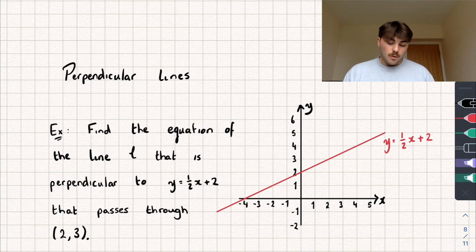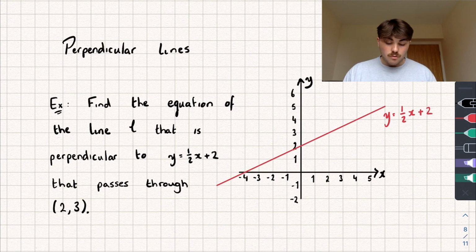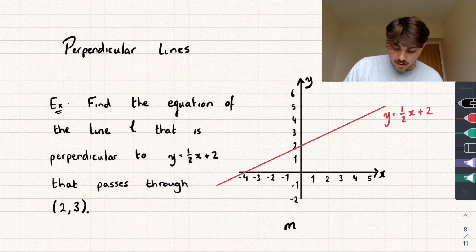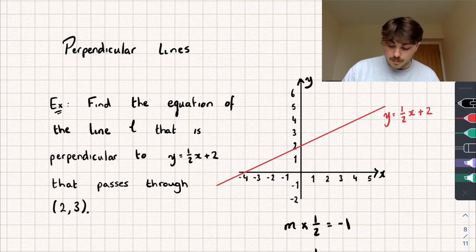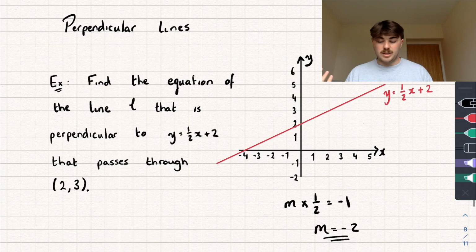So find the equation of the line L that is perpendicular to y equals 1/2 x plus 2 that passes through the point (2, 3). We know the gradient of this red line is 1/2. So whatever the gradient of my perpendicular line is, let's call it m, if I multiply it by 1/2, it has to equal -1. From here I could just multiply both sides by 2, and that tells me that the gradient is equal to -2. So that was really easy.